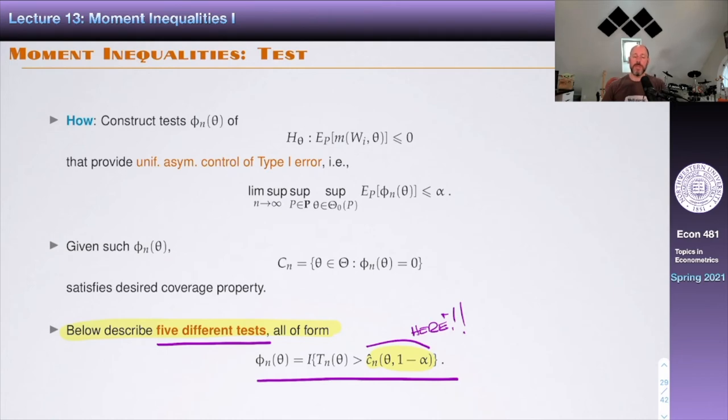Of course, there are different choices, but despite being a stretch, it's like when you talk about nonparametric regression, you talk about kernels and bandwidth, and you always say the kernel doesn't really matter much. What matters is the choice of bandwidth. Well, here it's roughly the same. The choice of test statistic is not going to make a huge difference. The choice of critical value will make a huge difference.